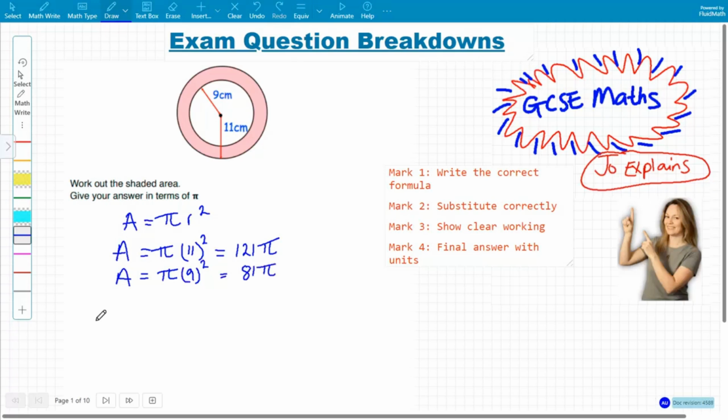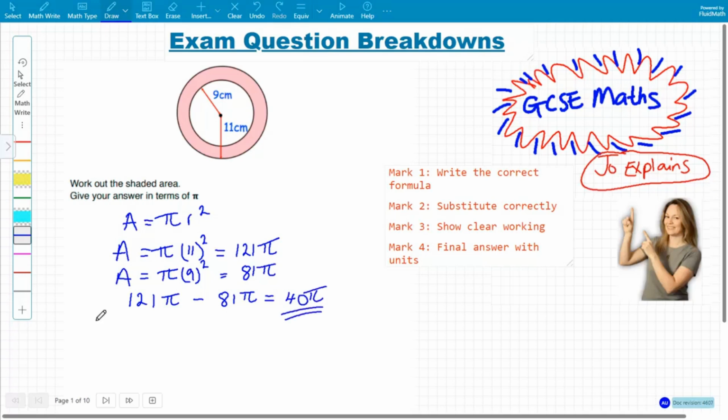So now what do I need to do with those two? So now here's my third mark showing my clear working out. So my third mark is subtracting one from the other, so I'm going to just write it out here. 121 pi take away 81 pi, and then my answer to that is 40 pi, and that is the final answer.